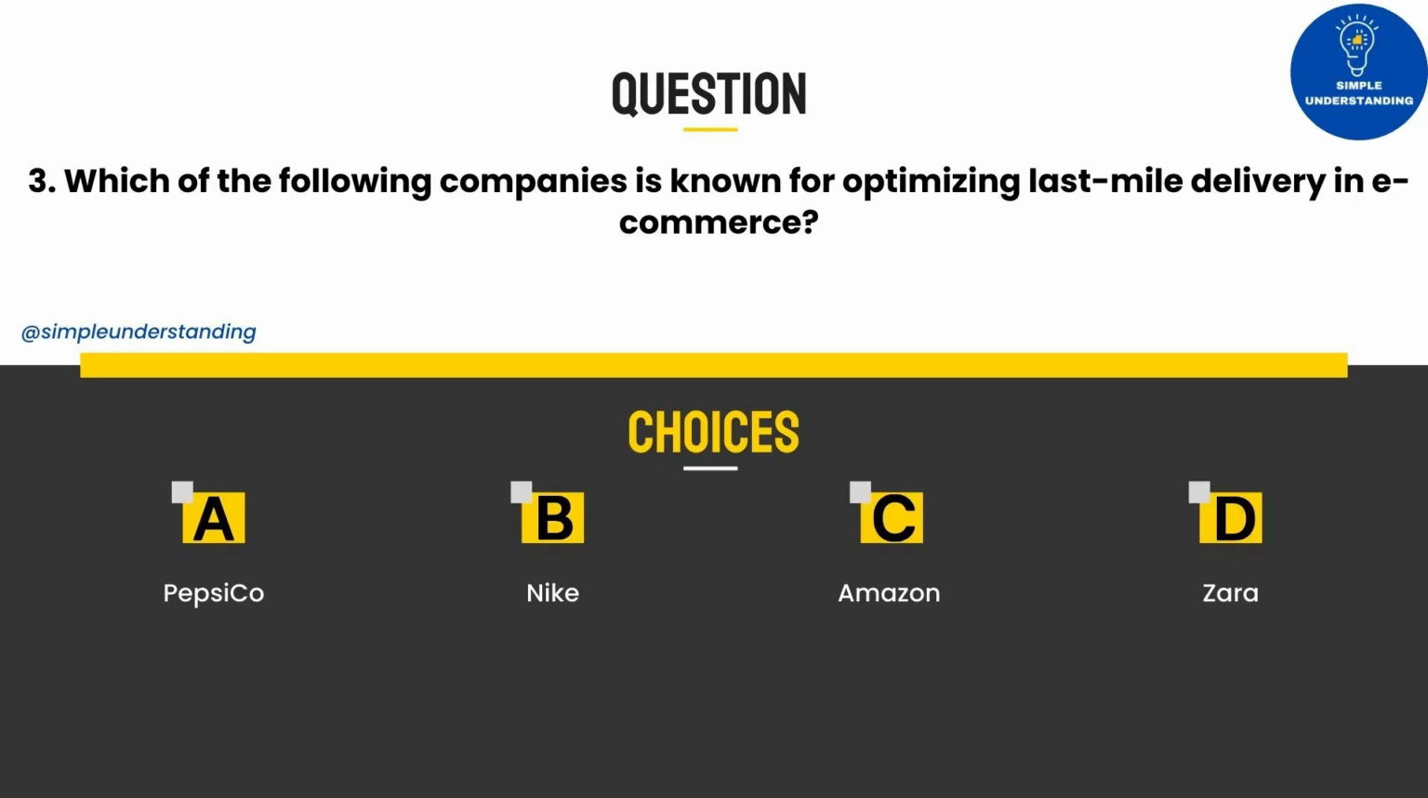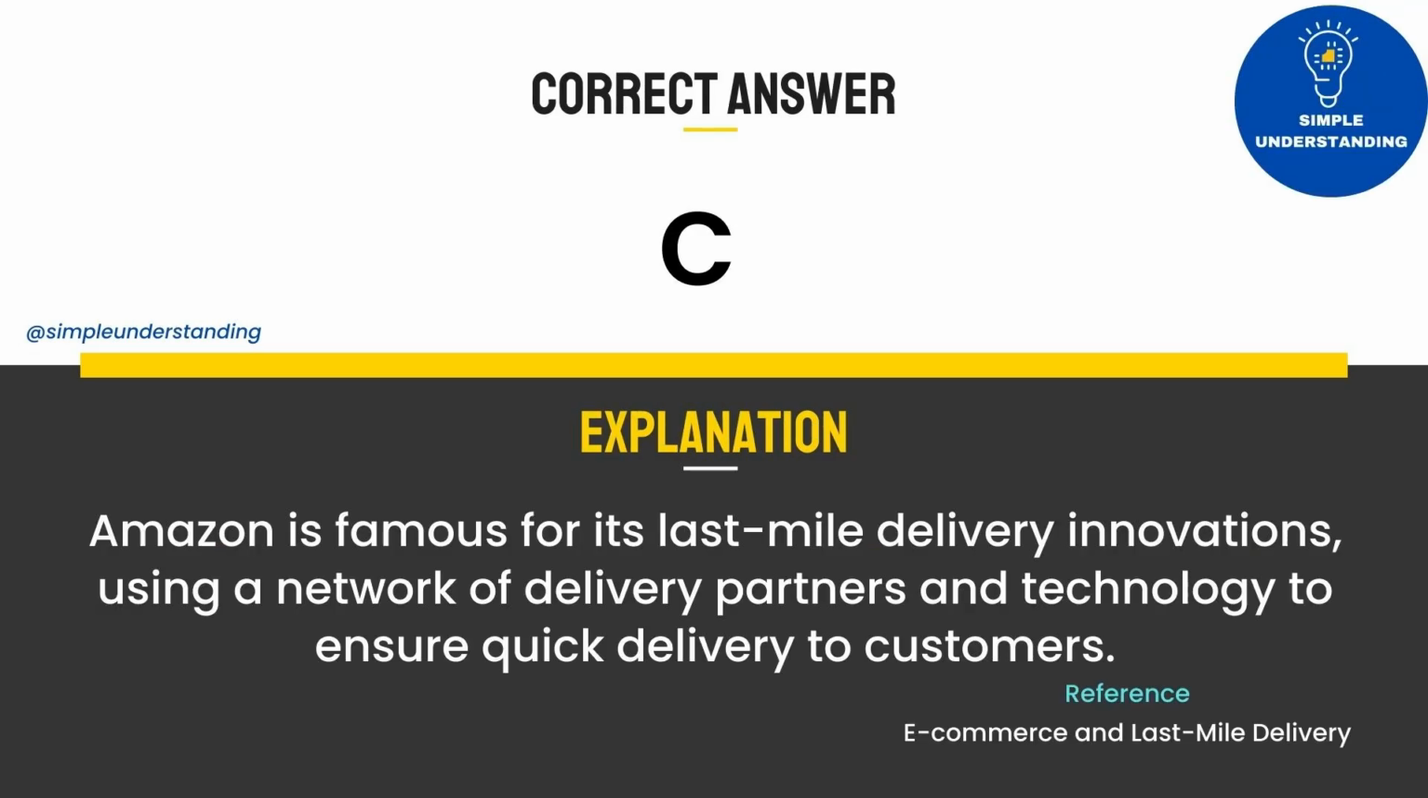3. Which of the following companies is known for optimizing last-mile delivery in e-commerce? A. PepsiCo. B. Nike. C. Amazon. D. Zara. Answer C. Overall explanation: Amazon is famous for its last-mile delivery innovations, using a network of delivery partners and technology to ensure quick delivery to customers.